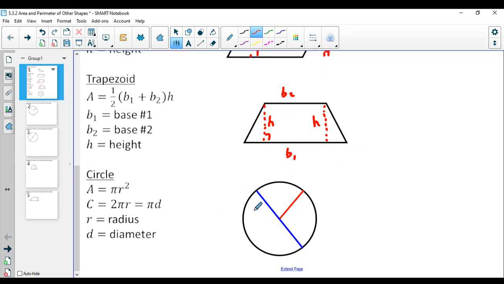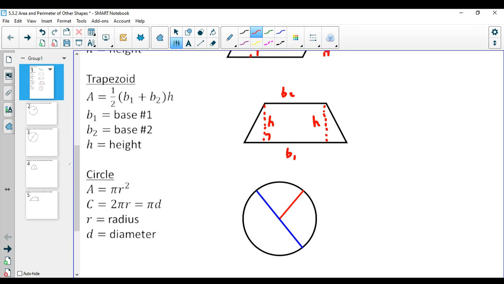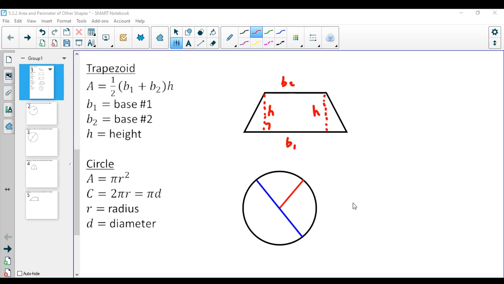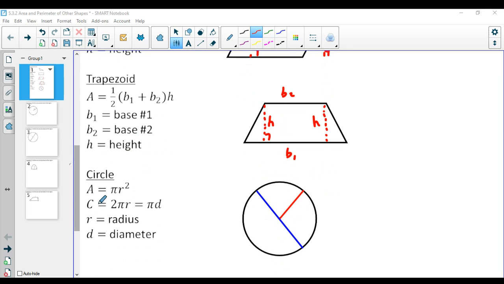Okay, and then lastly, this is the one that I think maybe we need to revisit the most. We should have seen this at some point, but it's okay if we don't really remember. So these are all areas, but I also included circumference here. But the area of a circle is pi times the radius squared. Remember, pi is just a number.